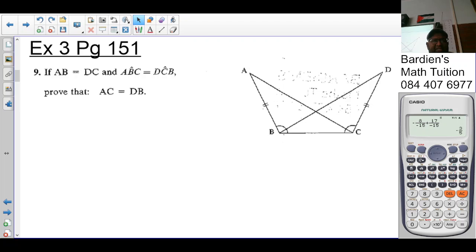Right, we are on exercise 3 on page 151. We are told if AB is equal to CD, and as you can see in the diagram, it's given equal. Can you see? Bless you. We're getting there. Okay.